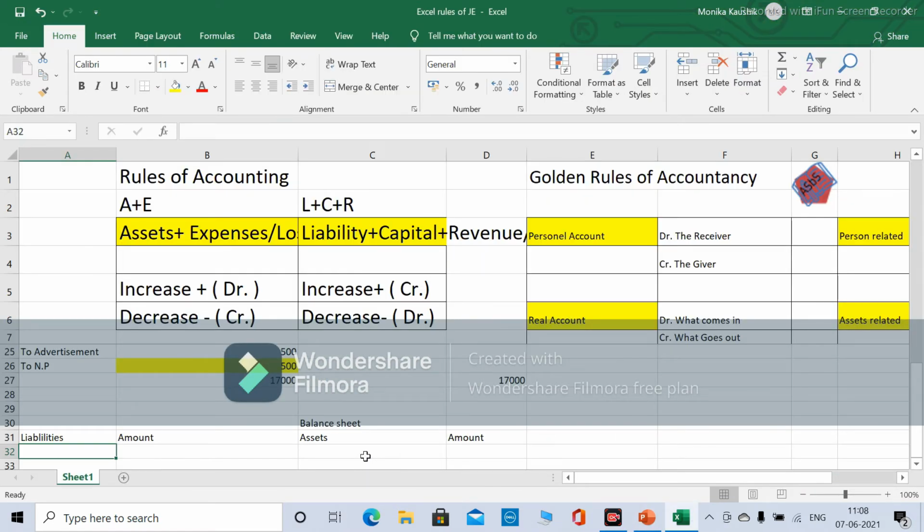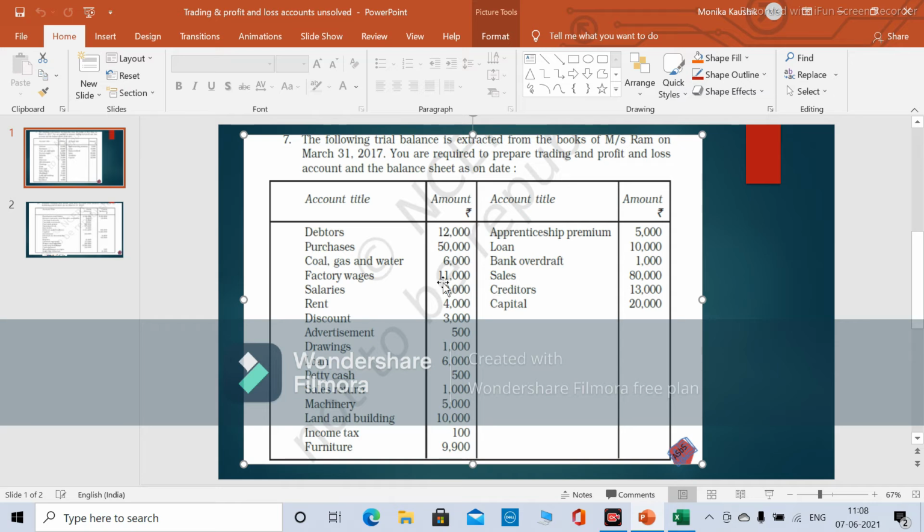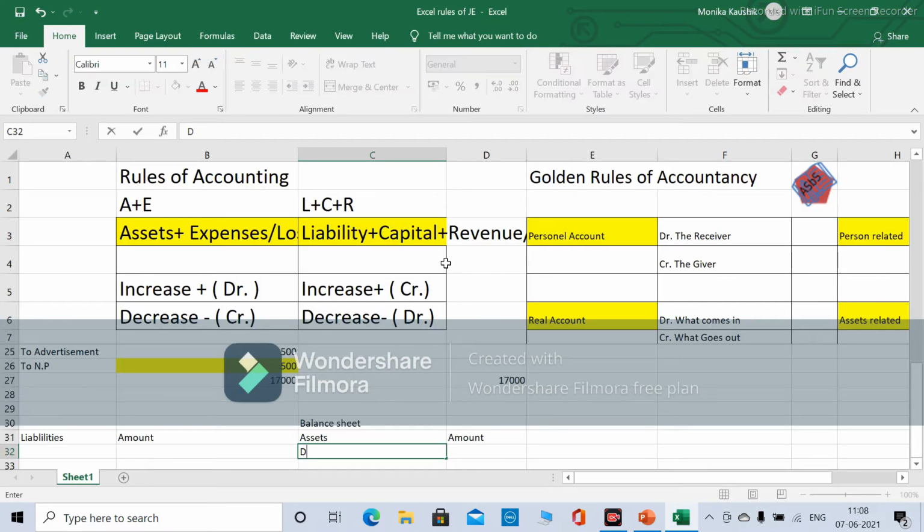Debtors, assets. If you want to do the grouping and the marshalling, you can do that. Grouping I have already explained in the earlier video. You can prepare your balance sheet with all the current assets and then non-current assets. In this I am preparing it as it is, all the items are given over here, so you can group it later on. So debtors, I am preparing as it is. Debtors 12,000 rupees.